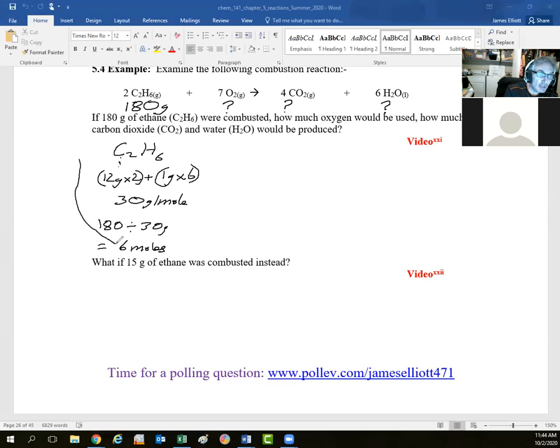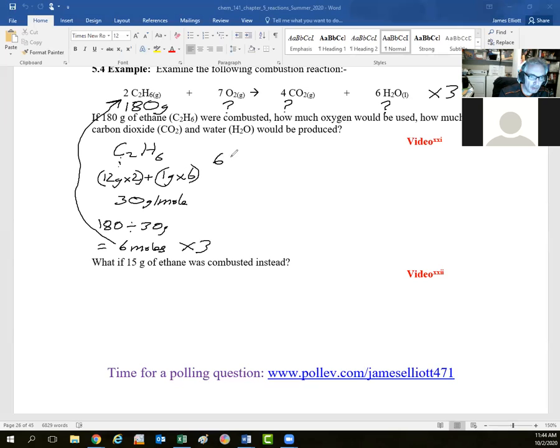Now compared to the original amount in the original equation, 6 compared to 2, we've actually got 3 times more. If we're using 3 times more ethane, we're going to have to use 3 times more oxygen, and we'll produce 3 times more of each of the products, carbon dioxide and water. And so it's a good idea to write out the equation in these new proportions.